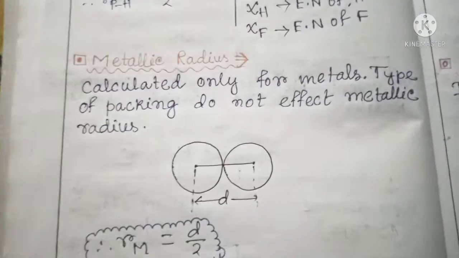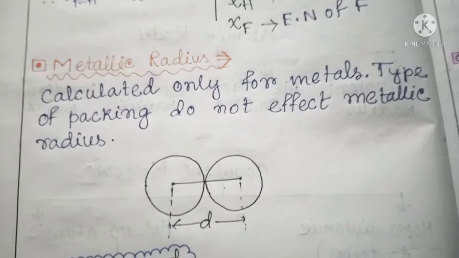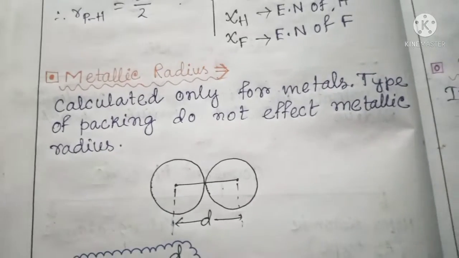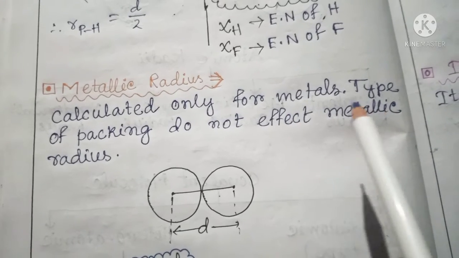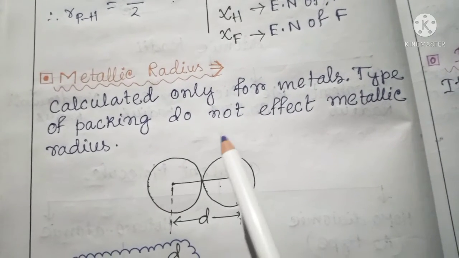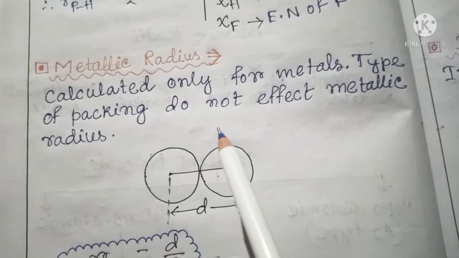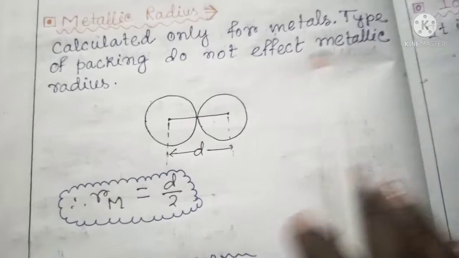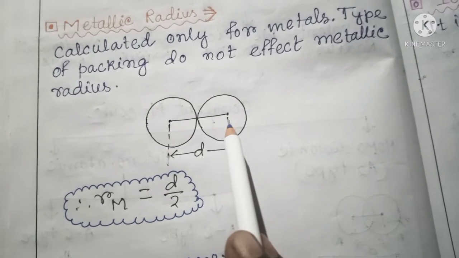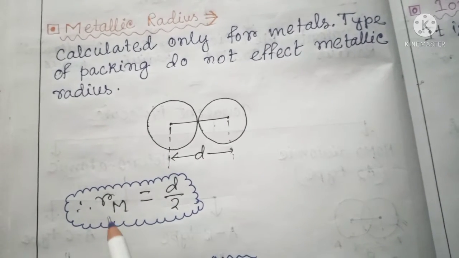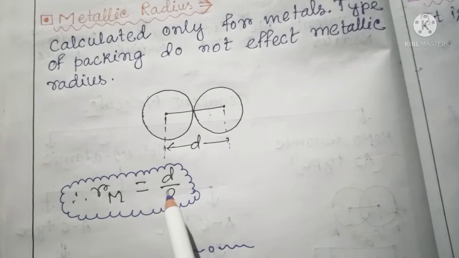Now our next topic is metallic radius. Metallic radius is calculated only for metals. Type of packing does not affect metallic radius. So here we take two atoms, and the distance between the centers of these two atoms is d, and the R metallic equals d by 2.